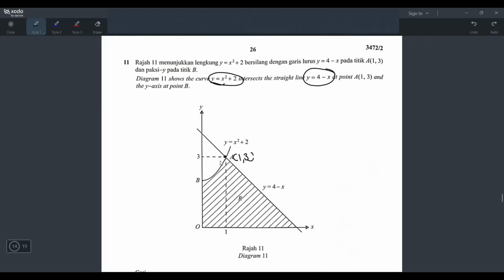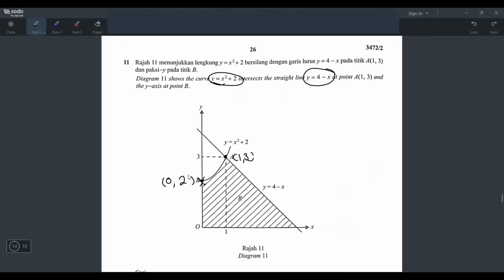Okay, next one says the intersect y-axis at point B also. Oh, so the straight line also intersects y-axis at point B. So this is, eh, no. The curve intersects straight line at A and y-axis at B. It means the curve intersects straight line at A, okay, and then intersect the y-axis at B. So here lah, it means that point B, you can find it. Yeah, because it's the y-intercept of the curve, right? And how to find it? You just sub x equals 0 inside here, right? And you will get 2.